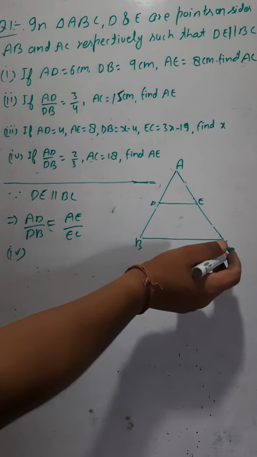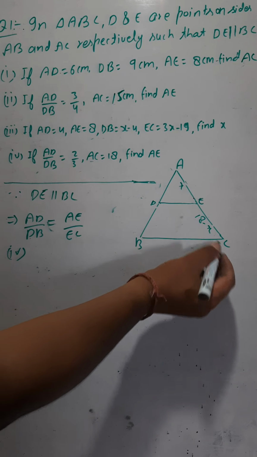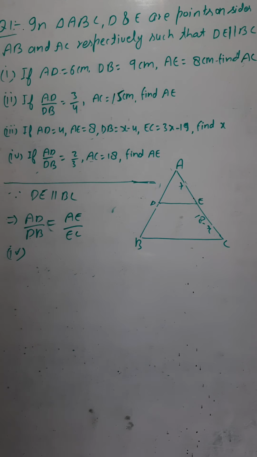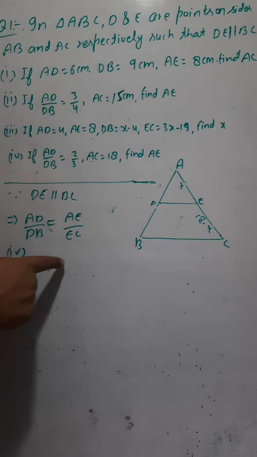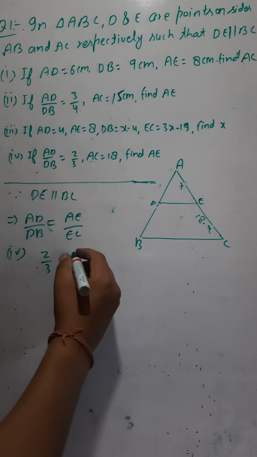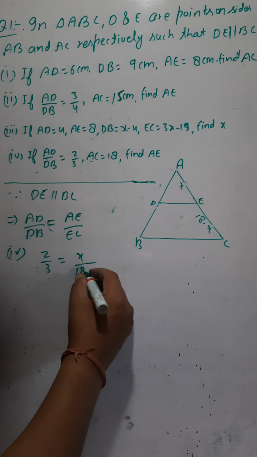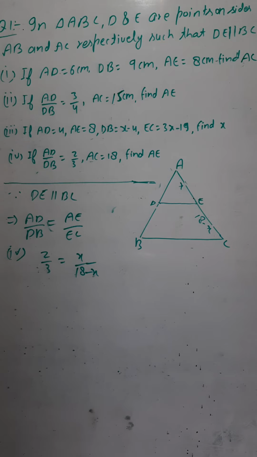So if this complete is 18, let's say this is x. So this would be how much? 18 minus x. So similar to the second one, you can solve this one also. Okay, one by one put the value. AD by DB is how much? 2 by 3, and it would be equals to how much? AE. AE is how much? X. And EC. EC is how much? 18 minus x. Just cross multiply, you would get the value of x from here.